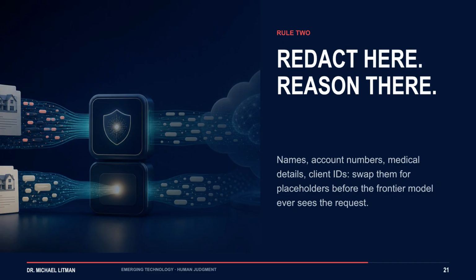Rule 2, and this is my favorite trick, use a small local model as the bouncer at the door. Before anything gets shipped to a cloud provider, a local model reads it, finds the names, the account numbers, the medical details, the client identifiers, and strips them or swaps them for placeholders. Then the cloud model does the heavy thinking on the sanitized version, and you swap the real details back in locally on the way out. The frontier model gets to be brilliant. It just never learns anybody's actual social security number. That's a redaction gateway, and it is beautiful.